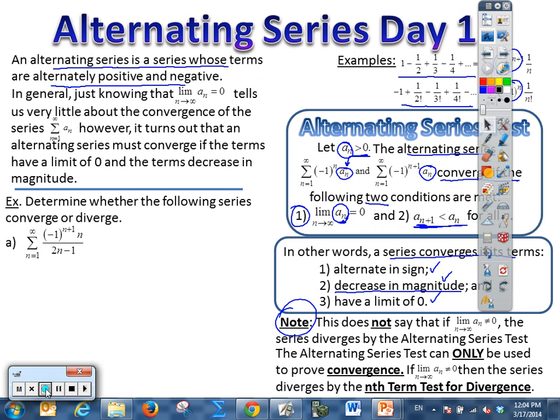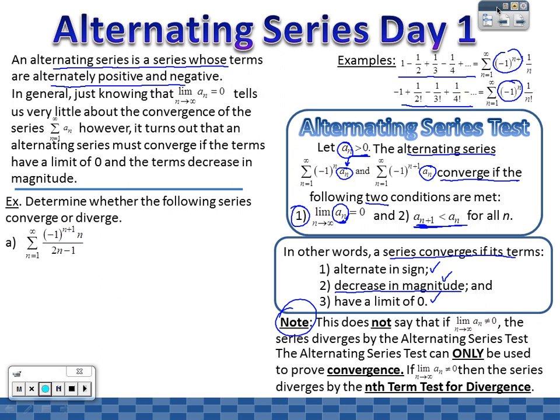Okay, so we can only use this test to prove convergence. We can't use it to prove divergence. So if we don't have a limit of 0, what we want to do is switch over to the nth term test for divergence. That was the first one that we learned, which tells us that if we take the limit to infinity and it's not 0, the series diverges. So that's just a note down here. So here we go. Oh, there's another note that I need to make sure to mention.